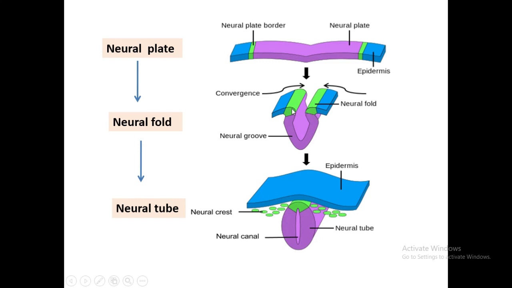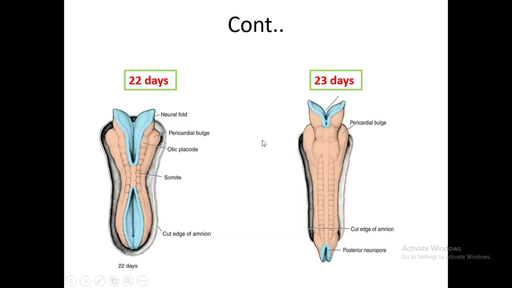And the lateral edges of both neural folds approach each other in the midline, and ultimately they fuse and form this tubular structure which is known as the neural tube, and ultimately it is separated from the ectoderm. And this is the neural canal. So from the neural plate, the neural fold and neural tube are formed.